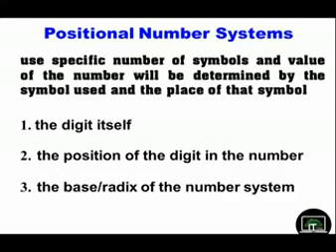First one, the digit, what we use. Then the position of the digit, where the digit is. The third one is the base or the radix we use to make the number system. So always, in a positional number system, the value of a number is determined by three factors: the digit we use, the placement or position of the digit, and the base or radix we use for the number.